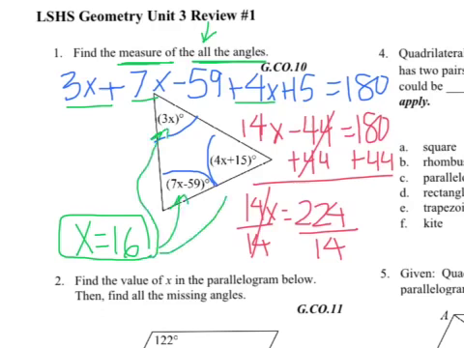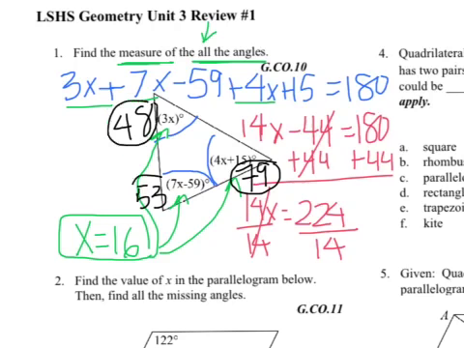So I'm going to go ahead and do that real quickly. So in the end I got the three angles. One of them is 79, that would be the largest one. The smallest angle is 48, and then the medium angle is 53.